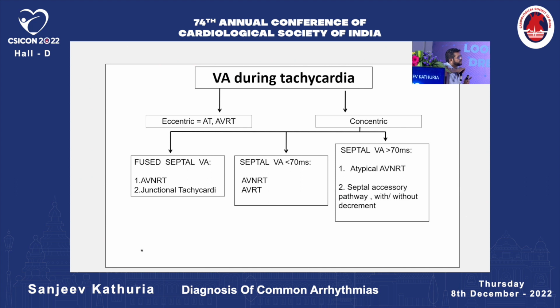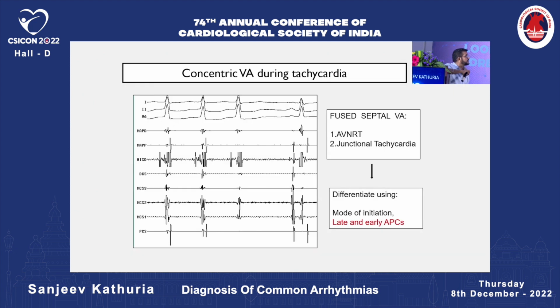And if you have a VA which is more than 70, then you either have an atypical AVNRT or a pathway which is a little decremental, known as a PJRT, paroxysmal junctional reciprocating tachycardia, and an EAT. I'll try to make it simple to understand for day-to-day practice. So concentric activation during tachycardia, as I said, almost a VA tachycardia. So only two differentials, junctional tachycardia and AVNRT.